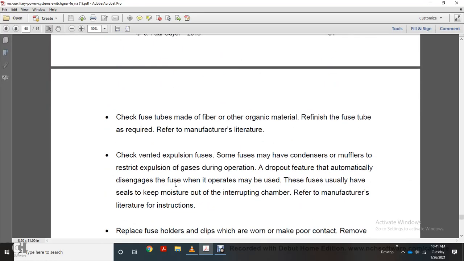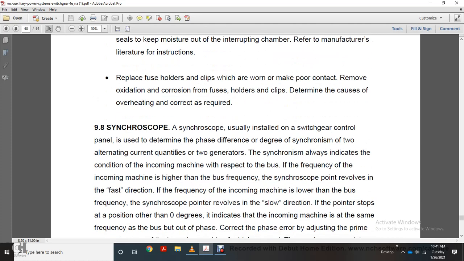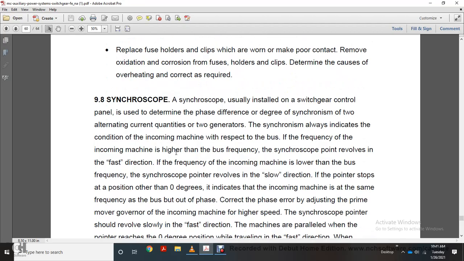Check vented explosion fuse. Some fuses have condensers or mufflers to restrict explosion of the gases during operation. A drop feature that automatically disengages the fuse with operators may be used. The fuses usually have a seal to keep moisture out of the interrupting chamber. Refer to manufacturer literature instruction. Replace fuse holders and clips that are worn and make poor contact. Remove oxidation and corrosion from fuses, holders, and clips. Determine the cause of the overheating and correct as required.